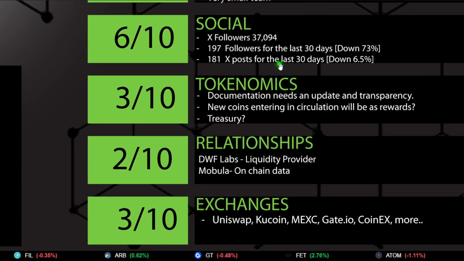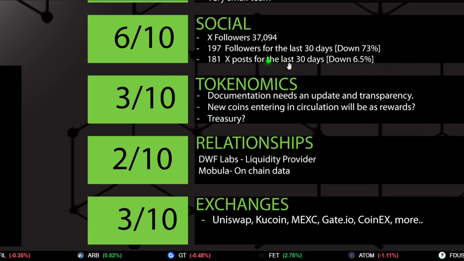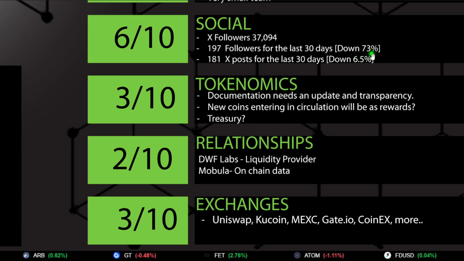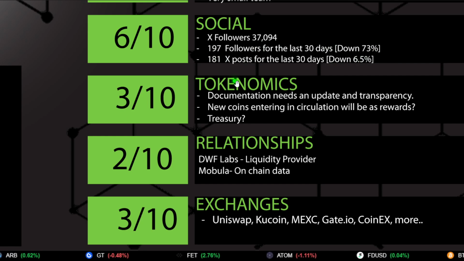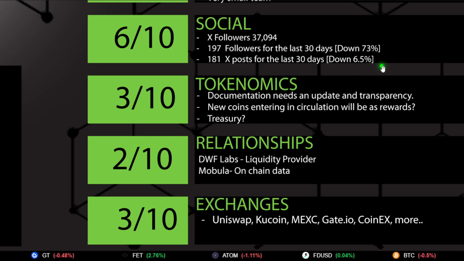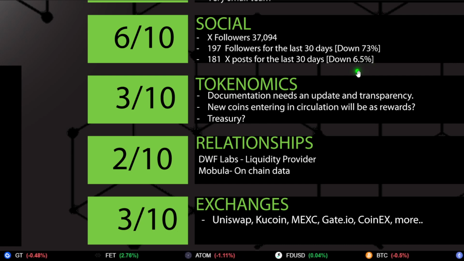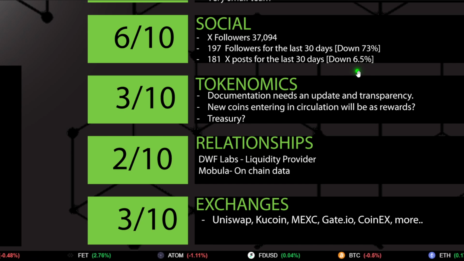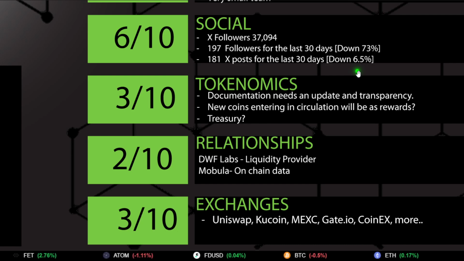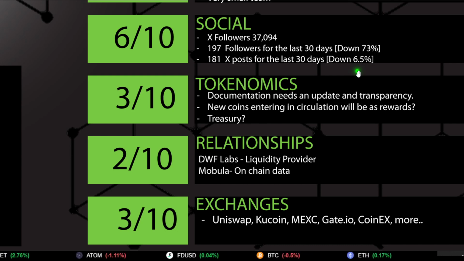Socials, 6 out of 10. Okay, so you can see their metrics are down in the last 30 days. They have 197 followers from the last 30 days, down 73%. 181 posts from the last 30 days, down 6.5%. But a lot of repetition on those posts. So much repetition that it looks spammy. They've got to stop. You're going to retweet it once or do it again twice. Okay, fine. But then no more. You've got to come up with something.